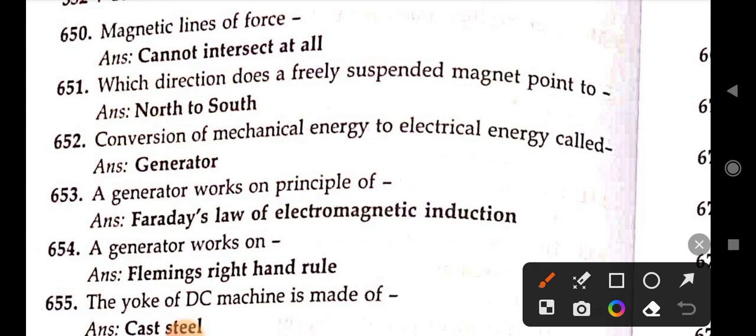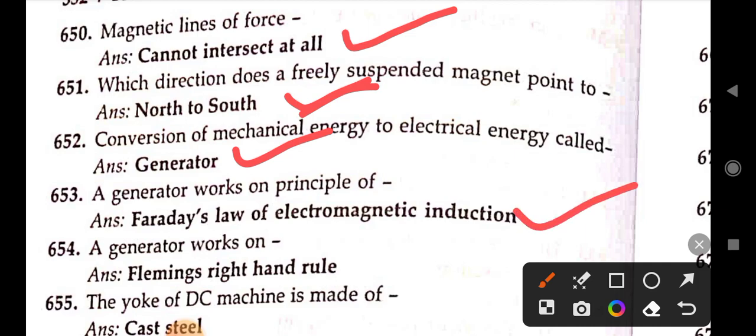First, magnetic lines of force cannot intersect at all. Which direction does a free suspended magnet point to? North to south. Next, conversion of mechanical energy to electrical energy is called generator. Next, a generator works on the principle of Faraday law of electromagnetic induction. Next, a generator works on the Fleming right hand rule.